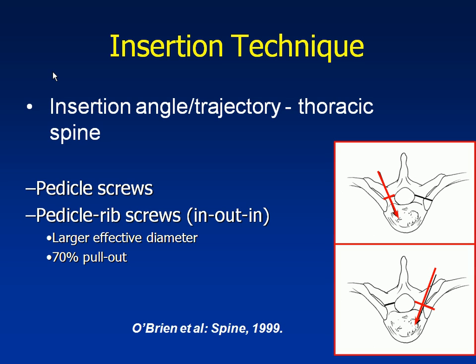But for the thoracic spine, again, the insertion angle, especially medialization, may be important. And this can be provided only if we use the pedicle rib screw technique, which is also called the in-out-in technique. In this way, we can medialize the pedicle screw, and we can also use larger screws, as we will have a larger effective diameter when compared to the pedicle screws through the pedicle.